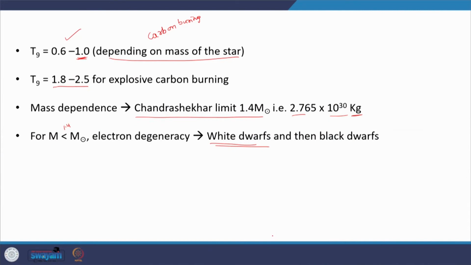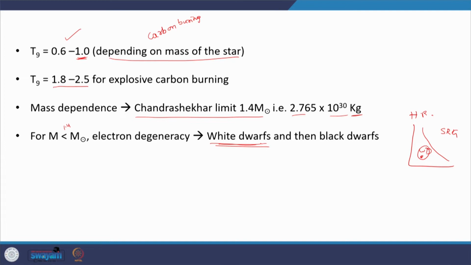Where have we used this word? When we discussed the HR diagram, this is the main sequence and this is the white dwarfs, WD, and here we have super red giants, isn't it? So, white dwarfs are formed when the mass of the star is less than 1.4 times the mass of the sun, and in order to balance the gravitational collapse, electron degeneracy exerts pressure. The balance between this pressure and the gravitational force leads to the formation of a stable star. Once a white dwarf is formed, eventually it cools down and dies as a black dwarf.